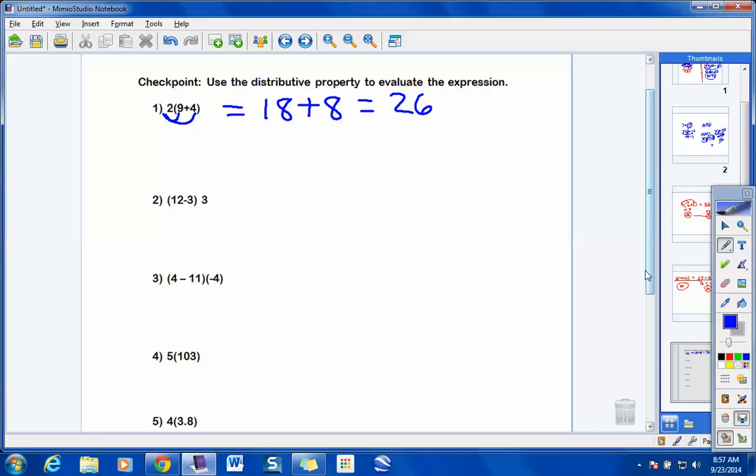Where did the plus 8 come from? The 2 distributed to the 4. Excellent work. Okay, so Maddie, yeah. The thing I don't get is, so if you add 9 and 4 together times 2, you would get 26. You get the same exact thing, wouldn't you? Got it. Okay. Makes sense?